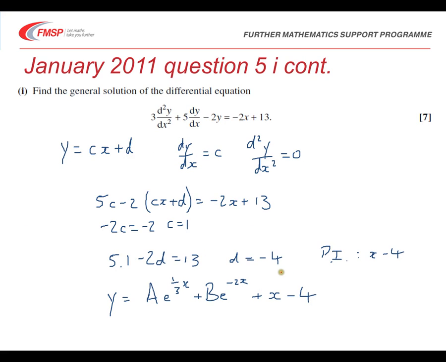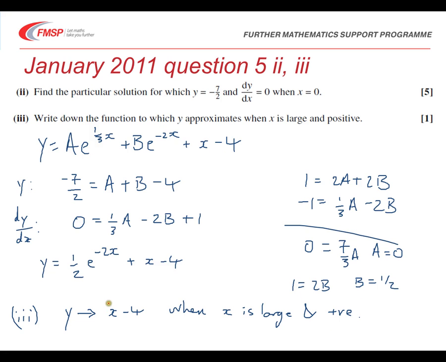There's then a method mark for using the correct form of a particular integral. Accuracy marks for getting each of the terms C and D, and then a final accuracy mark there, the 7th mark, for the full general solution written out.